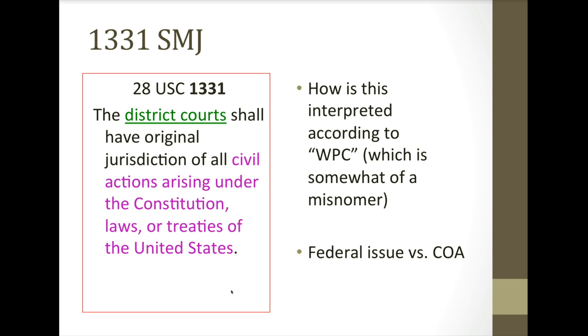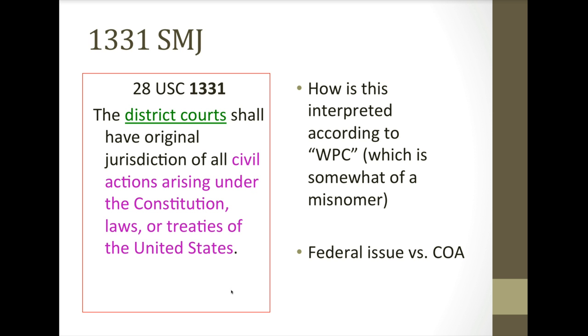So, the 1331 SMJ, what you see on the left should be familiar. It's the basic provision, very short, that says district courts, i.e. federal trial courts, have the power to hear all the stuff that's in purple. So as we talked about in class, although this lists three categories, claims arising under the Constitution, treaties, and laws of the United States, that actually all collapses into federal claims. So federal courts have the right to hear cases that arise under federal laws.